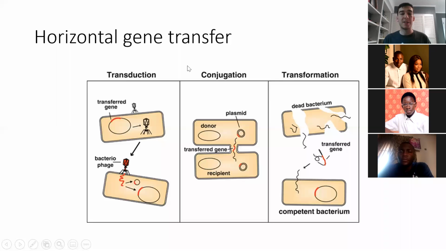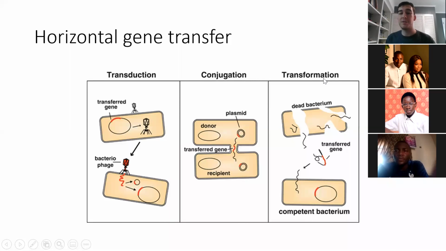Another example is conjugation. So yesterday we talked a little bit about plasmids. They're smaller circular pieces of DNA. And one of the benefits of having them is that they can be very mobile. So in conjugation, two bacteria can literally link up and transmit DNA like that. And so that's one way plasmids can be transferred.